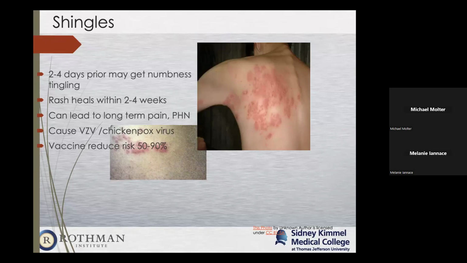Now that I am in the AARP category, I just had to get my first shingles shot. And I will tell you, I've had many vaccines, but that one actually hurts a little bit. But you've got to do what you have to do to help with that.